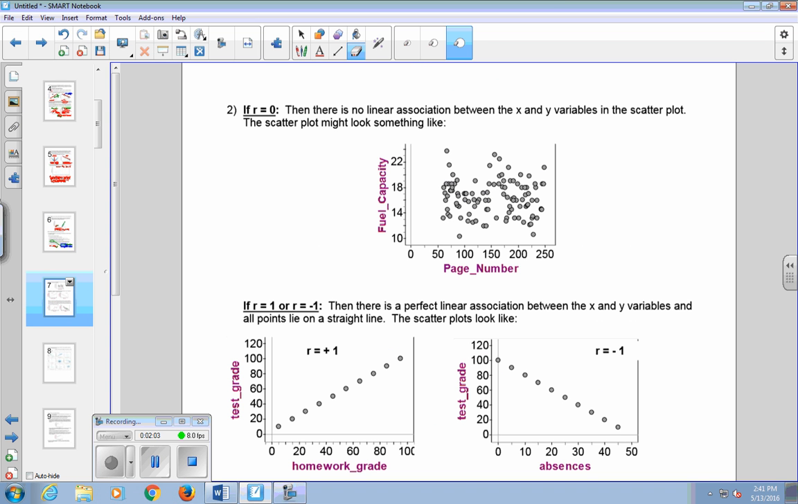Okay, number two, some examples. So for example, if your correlation is 0, or if R is 0, that means there's no linear association between the x and y variables in your scatter plot. And the scatter plot might look something like the following.